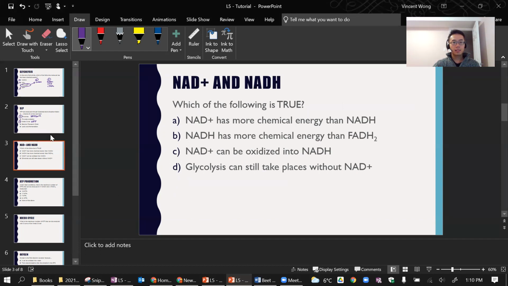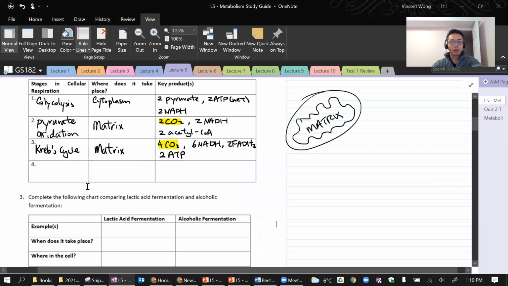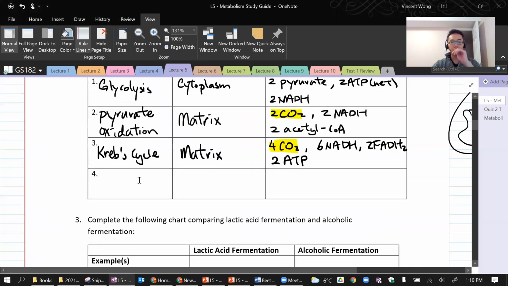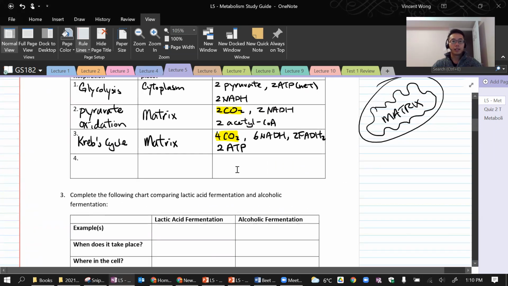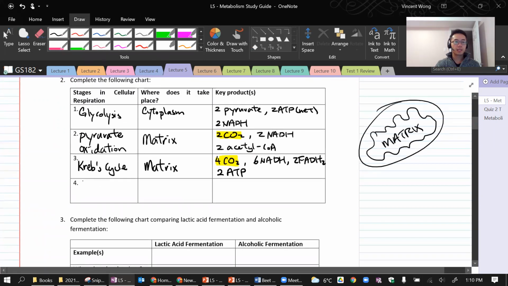Let's see this one. Okay, maybe we'll come back to this later. Let's keep going with our chart here. The last part is going to be the electron transport chain, the ETC. In the ETC, it is going to happen in the cristae, which is the foldings created by the inner mitochondrial membrane.